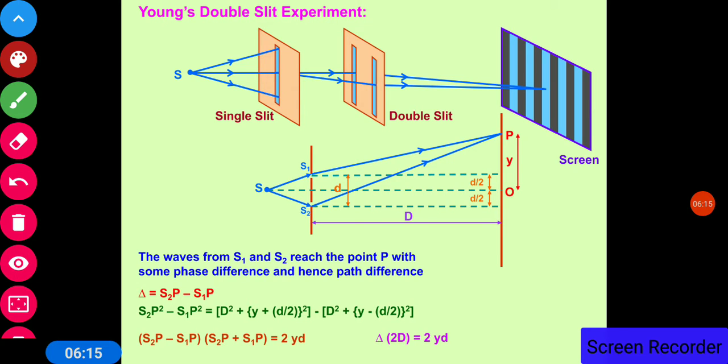So here this expression reduces to path difference, del, into 2D is equal to 2yd. So del, the path difference, is equal to yd upon D. Let us repeat it again. Since S2P minus S1P is the path difference, in that place we have written del, and S2P plus S1P is approximately 2D. So we can say that path difference is equal to yd upon D.